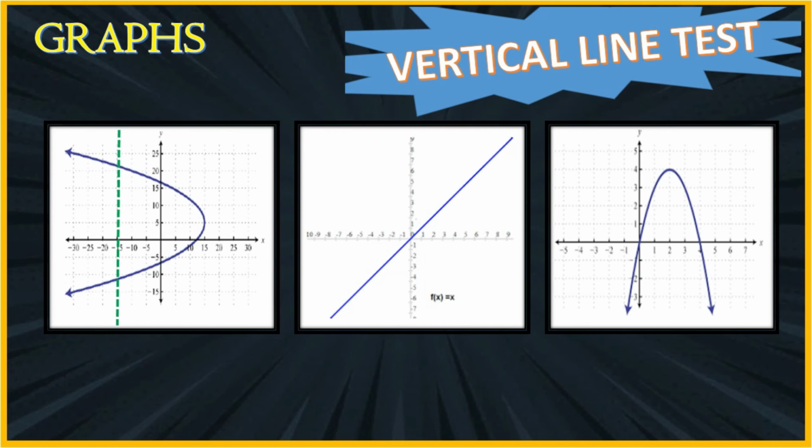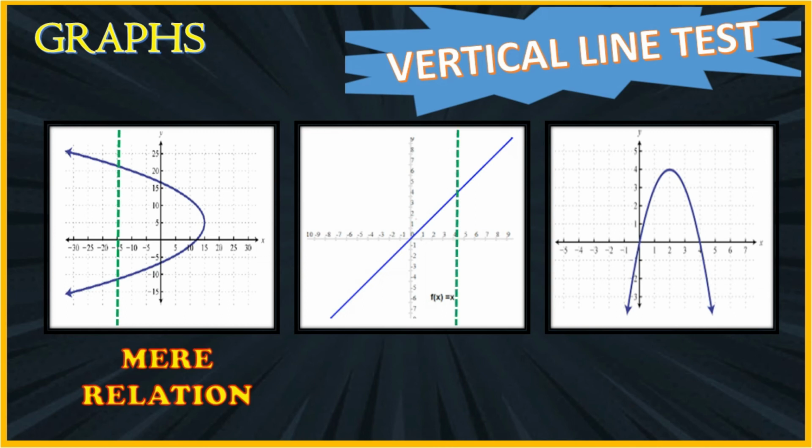The first graph, it intersects at 2 points, which means it is just a mere relation. On the second graph, we will draw another vertical line. It intersects at only one point. That means the second graph is a function. Third graph, we also have a vertical line test and it intersects at only one point. That means the third graph is a function.